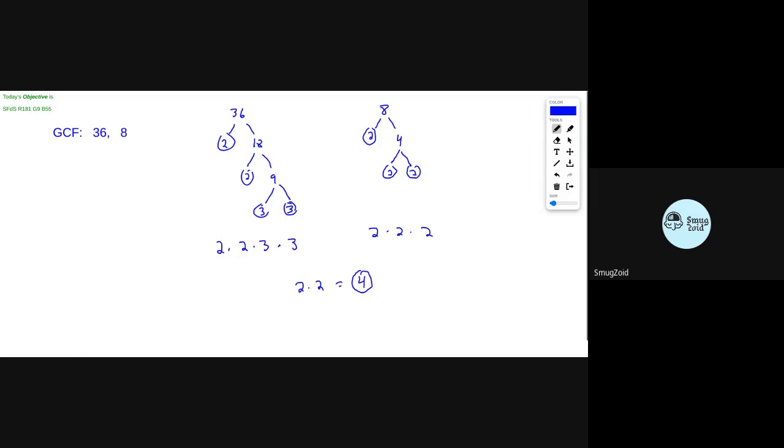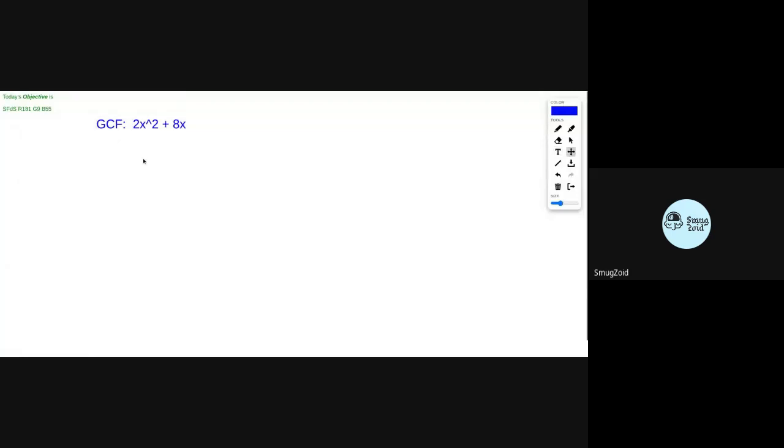Now I'm going to show you another thing, and we're going to think of it as this. Ooh, that's really confusing. But what I really want to write is 2x squared, okay? 2x squared plus 8x. Now I'm going to take out the factors of these things.